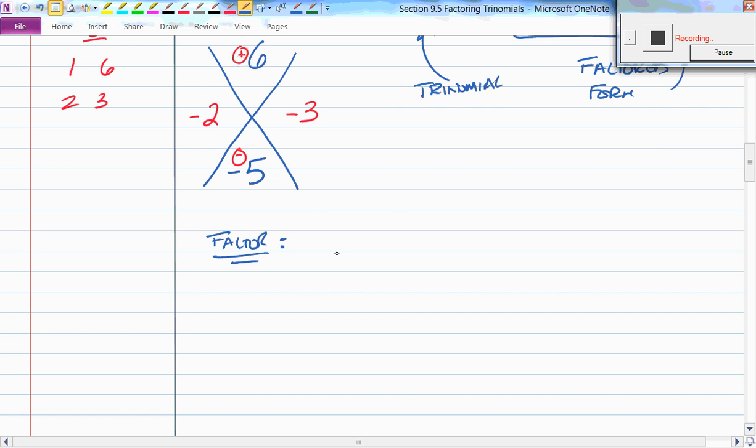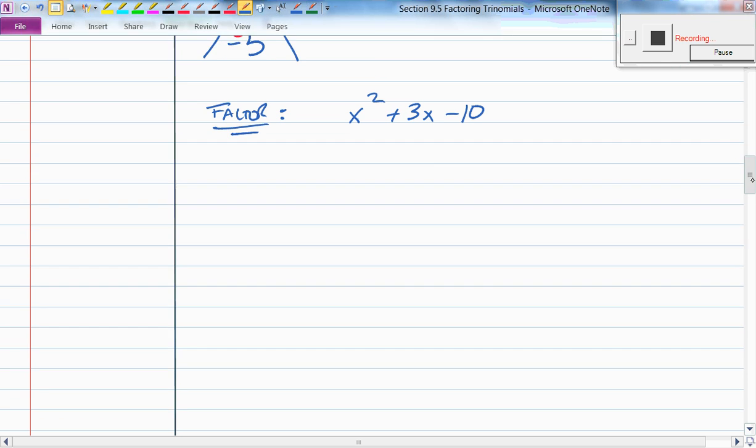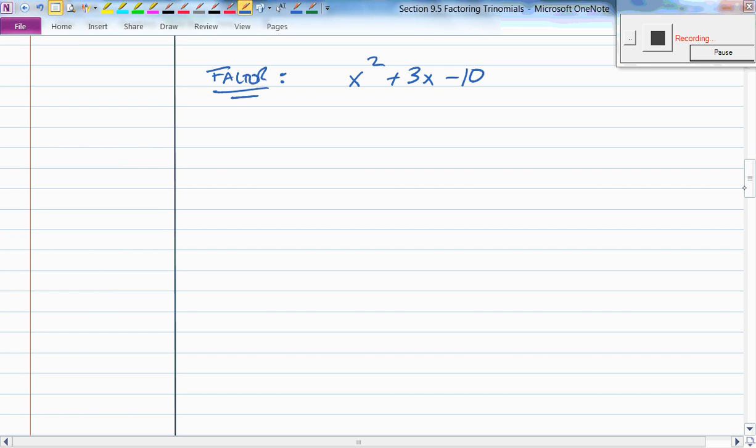Let's do x squared plus 3x minus 10. We want to factor this. Okay, same exact questions. First of all, is it a trinomial? Yes. Is the leading coefficient 1?